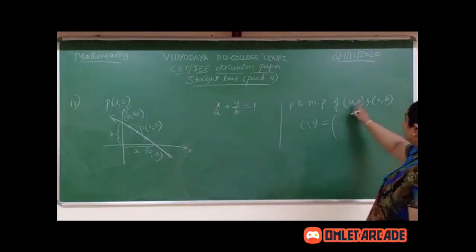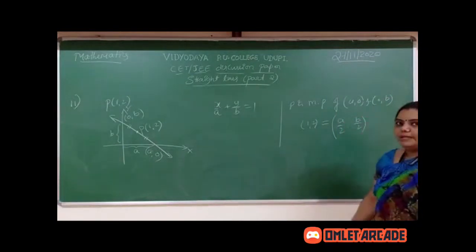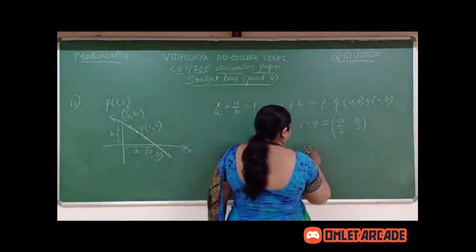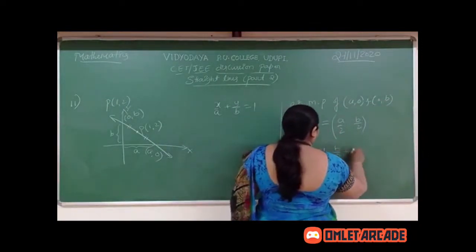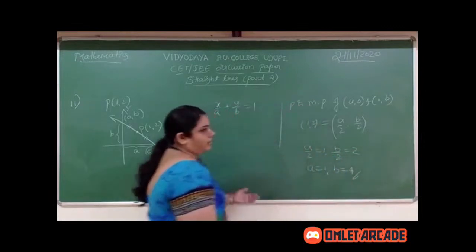Here let me use the midpoint formula. (A plus 0) by 2, that is A by 2, and (B plus 0) by 2, that is B by 2. And when you equate these two, what will you get? A by 2 is equal to 1, B by 2 is equal to 2. So A is 1, B is 4.